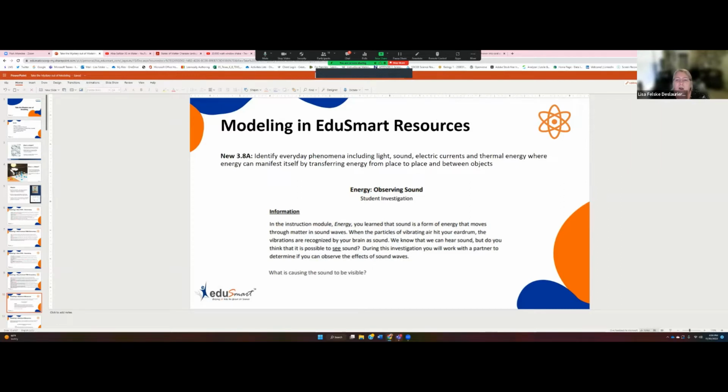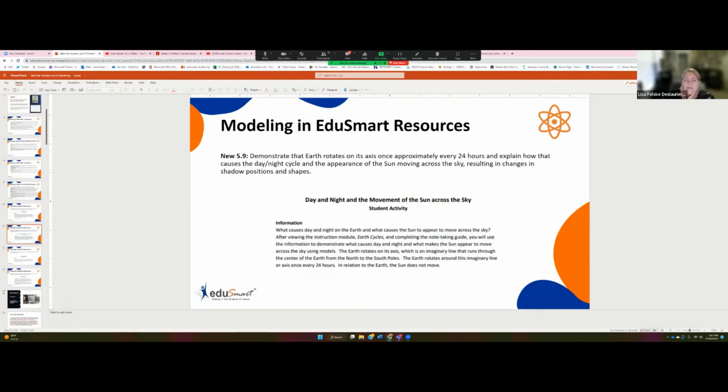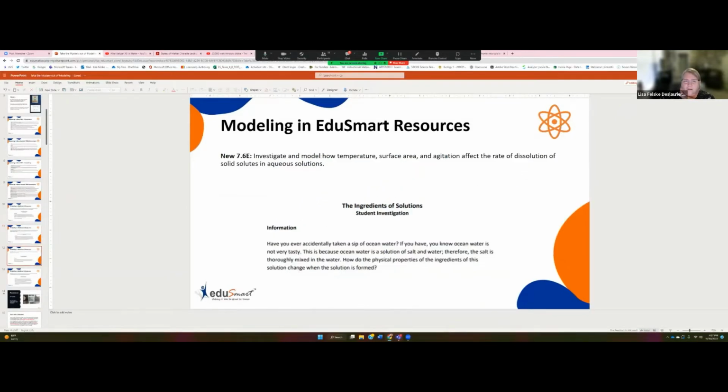This is a 3rd grade unit on observing sound that we're going to connect to the new 3.8a. I don't remember the current number. What's causing sound to be visible, that they're going to have to explain that. Here's a 5th grade one that they are supposed to explain what causes the day and night cycle. What causes shadows, changes in shadow positions and shapes, that they can do that with modeling.